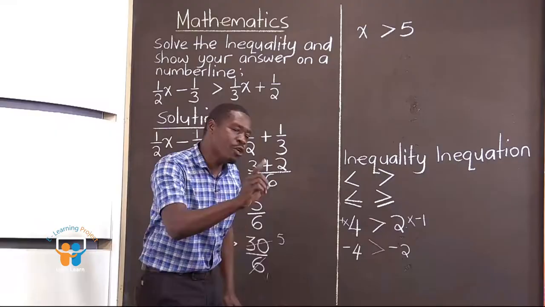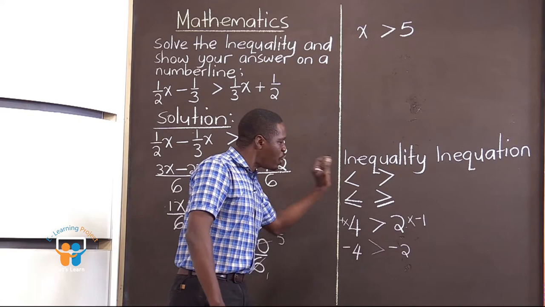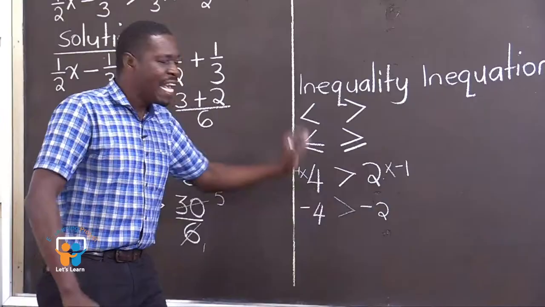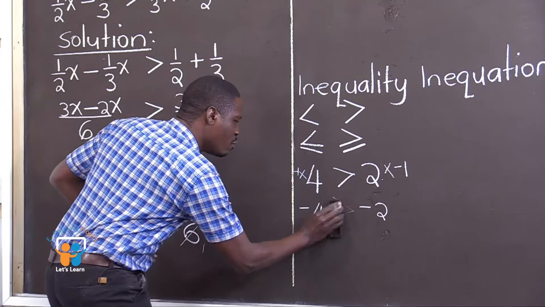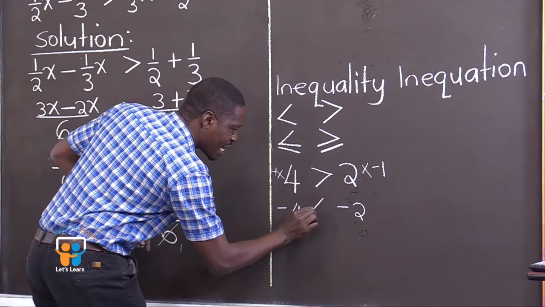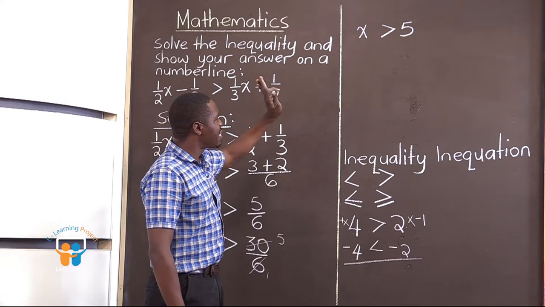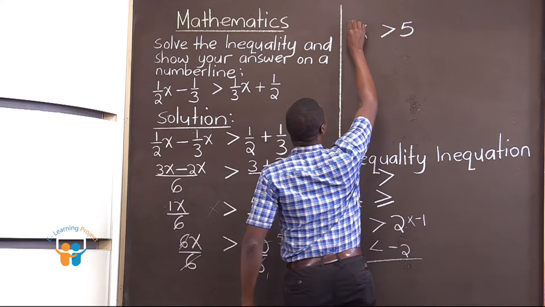That's why I'm telling you that whenever you multiply or divide by a negative number, in inequalities, the inequality sign is reversed. It changes direction. Instead of it being greater than, it becomes less than. But we don't have that condition there. Our number still remains as x is greater than 5. Mr. Examiner, sir, this is our answer.